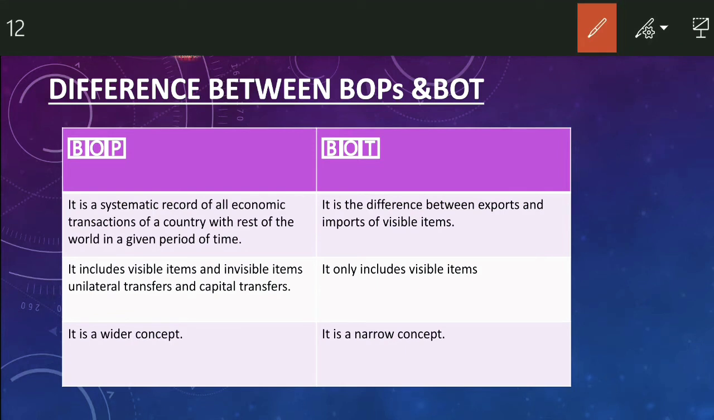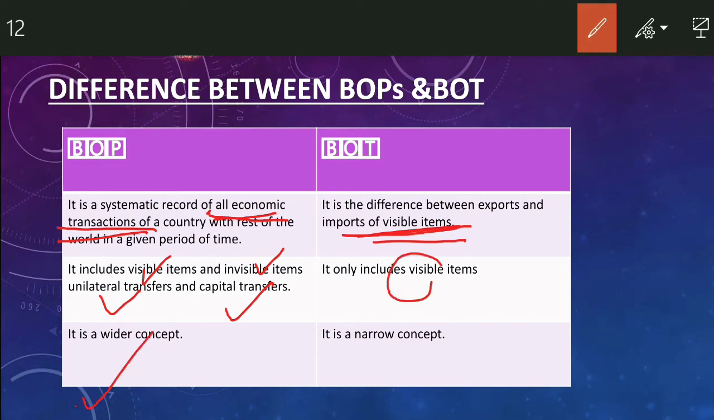Alright, you already know what balance of payments is. It is a systematic record of all economic transactions of the country with the rest of the world. On the other hand, balance of trade is just the difference between exports and imports of visible items. Balance of payments is accounting all economic transactions, but balance of trade is accounting only visible items. Okay. Then balance of payments includes visible items, invisible items, unilateral transfers, capital transfers, all these things. But balance of trade is only including visible items. Hence, balance of payments is a wider concept and balance of trade is a narrow concept. Okay. So I hope that this is clear to you.